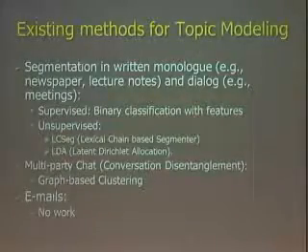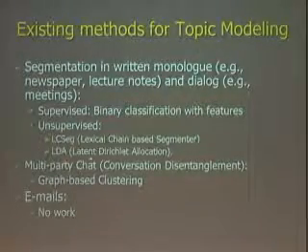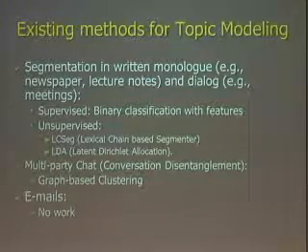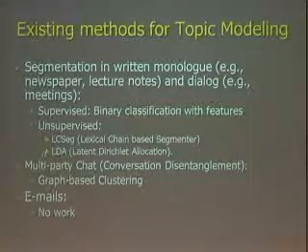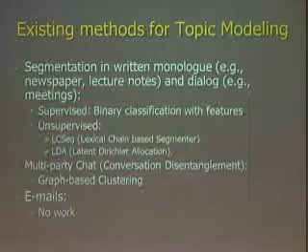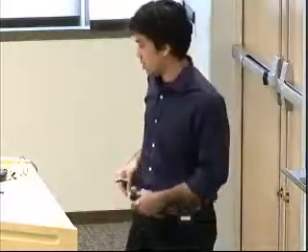And in the unsupervised case, these are the two popular models. One is this lexical chain-based segmenter, another one is this probabilistic topic models, like latent Dirichlet allocation. So we'll see how these two models can be applied to conversations. Recently, for conversation disentanglement, this graph-based clustering method has been applied. Fortunately, there is no work on emails, so that's what we are trying to do.